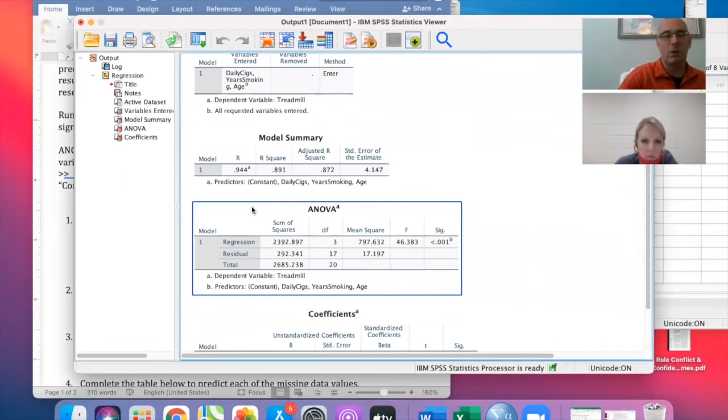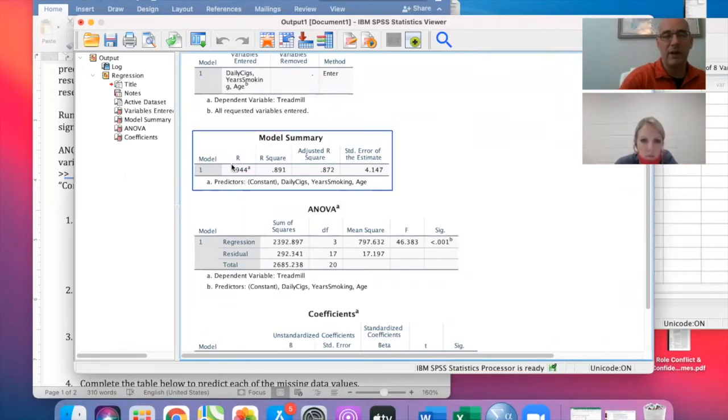All right, so it's saying the correlation between those three variables and our outcome variable is 0.944. That's a pretty high correlation, right? This correlation, as we discussed before in class, ranges from -1, a perfect negative correlation, to +1, a perfect positive correlation. So this is a very strong correlation. And then when we take R squared, our coefficient of determination, so 0.944 times 0.944, we get 0.891.